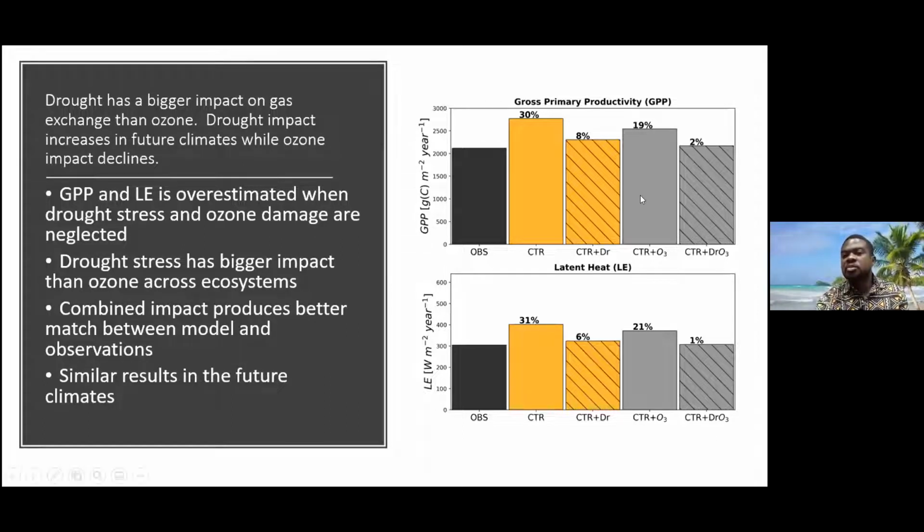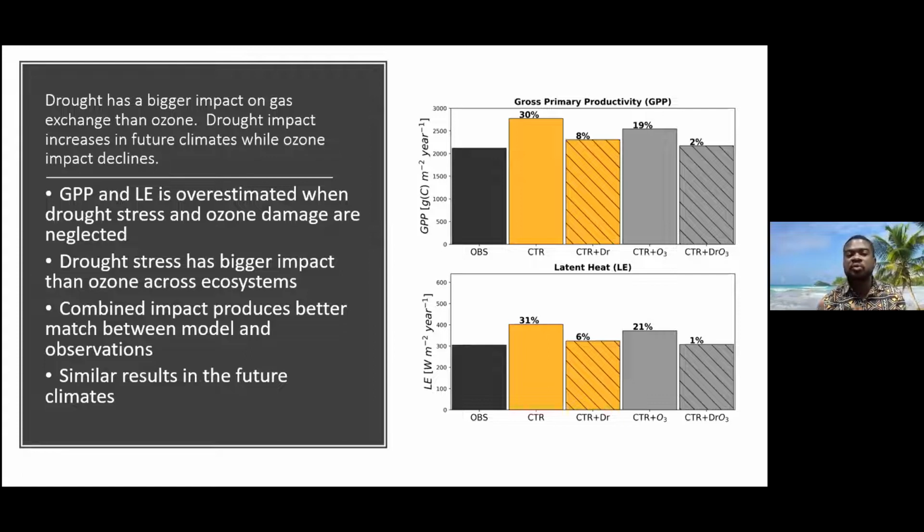But then once we begin to add in the impact of drought stress, that overestimation drops to just about 8 or 6%. So that's an improvement of more than 20%. And if we add just the impact of ozone, that is about 11 or 10% improvement in model estimation. But then when the two factors are combined, drought stress and ozone damage, in the last columns, which are the gray bars with the stripes, the overestimation drops to just about 2% or 1%. And this, as I said, was done for different ecosystems with varying numbers for them.